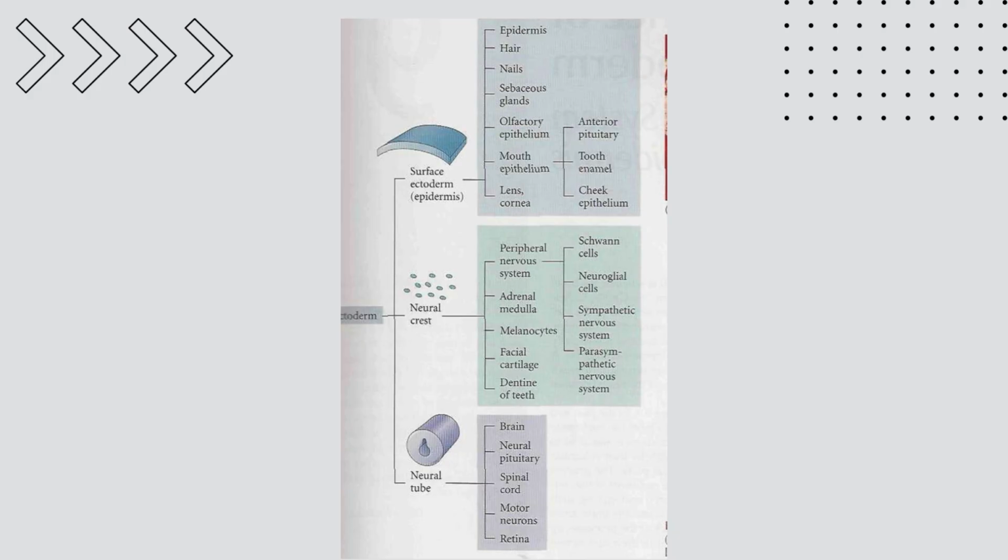This shows the derivatives of ectoderm. The derivatives of ectoderm include the surface ectoderm, the neural crest, and the neural tube, and various organs are derived from these three cell populations.